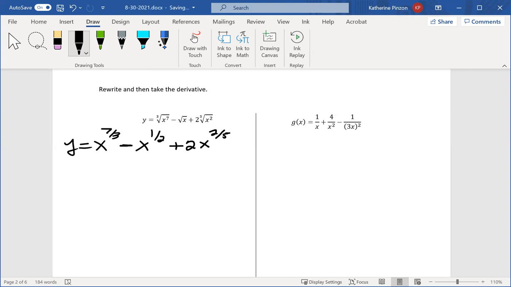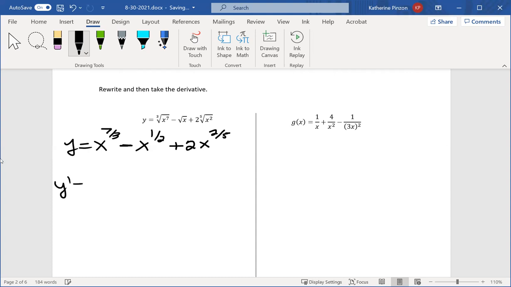Great. So notice at that step, I didn't take any derivatives. I just took each piece of the function and made sure it looked like something that was in one of my rules. Now what I'm going to do is take the derivative of each piece. I'm going to use the power rule. And I'm going to use that constant multiple rule, which lets that 2 just stick in the front there, okay?